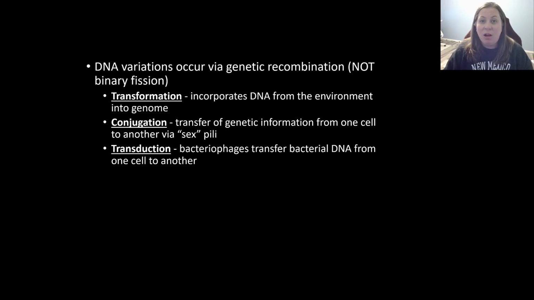The next way is through conjugation. Conjugation is where bacteria will share or transfer genetic information. So if one of them has some sort of gene that's beneficial, they can transfer it to another bacteria. And they do this by kind of touching pili and sharing that little plasmid, a little piece of the DNA with each other.